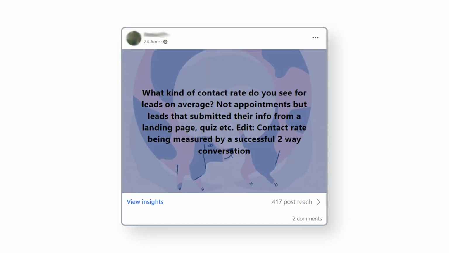What kind of contact rate do you see for leads on average? Not appointments, but leads that submitted their info from a landing page, quiz, etc. Contact rate being measured by a successful two-way conversation. Totally depends on the niche that you're operating in. Okay, so let's say you're generating a debt consolidation lead, and these people are being chased by bailiffs and debt collectors. They don't like picking up the phone, right?